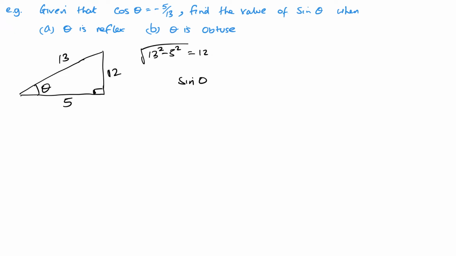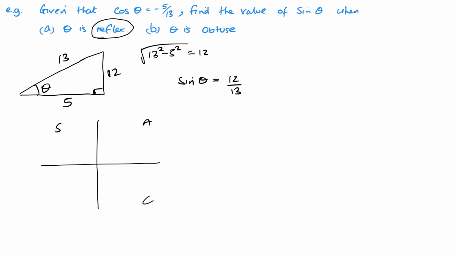So very quickly, I know that sine theta is going to be opposite over hypotenuse, which is 12 over 13. However, what I need to find out is whether it's going to be a positive value or a negative value. And that's where this bit of terminology comes in. It's a reflex angle. So let's just think about how this all works. I'm going to put my CAST in there, my 0, 90, 180 and 270.